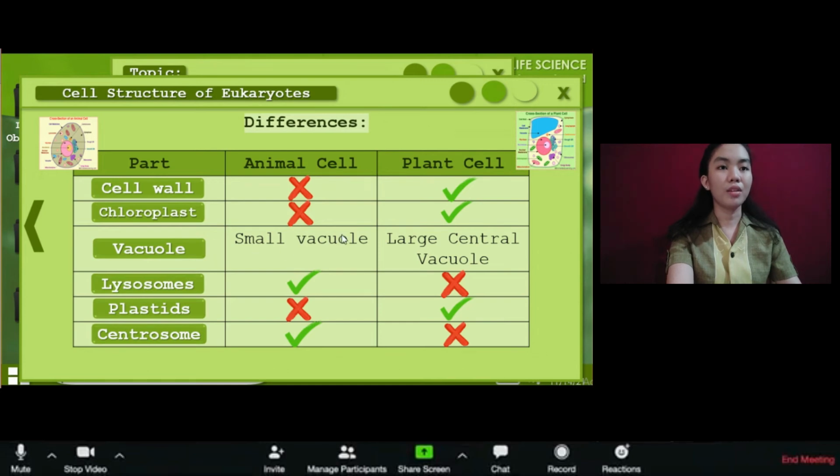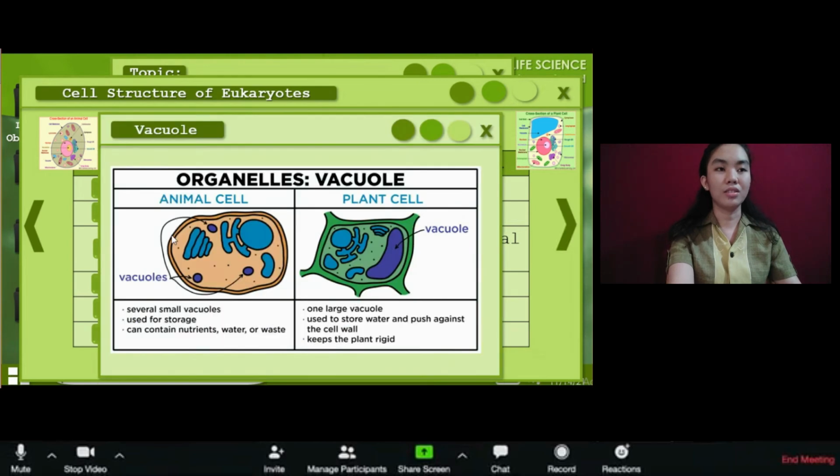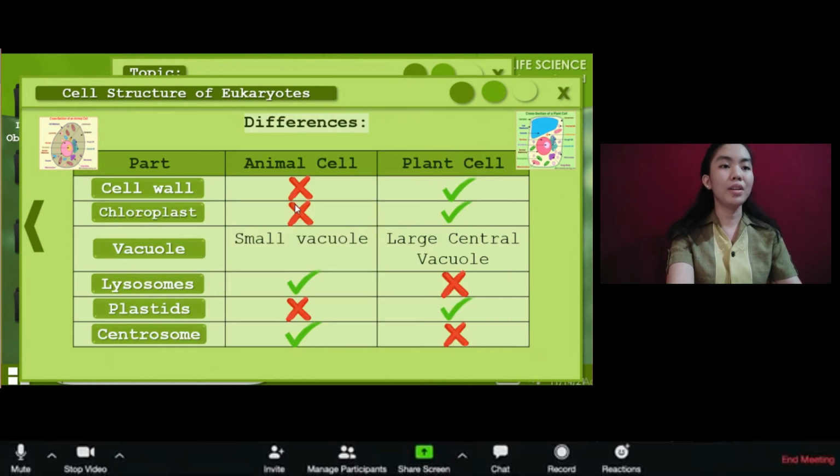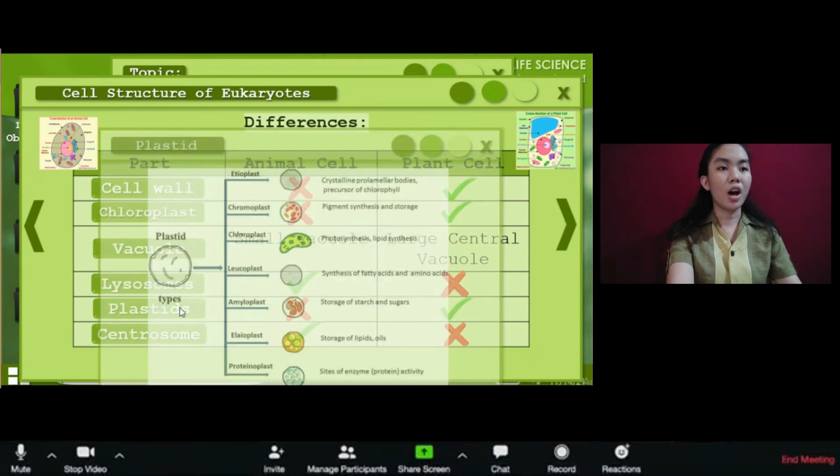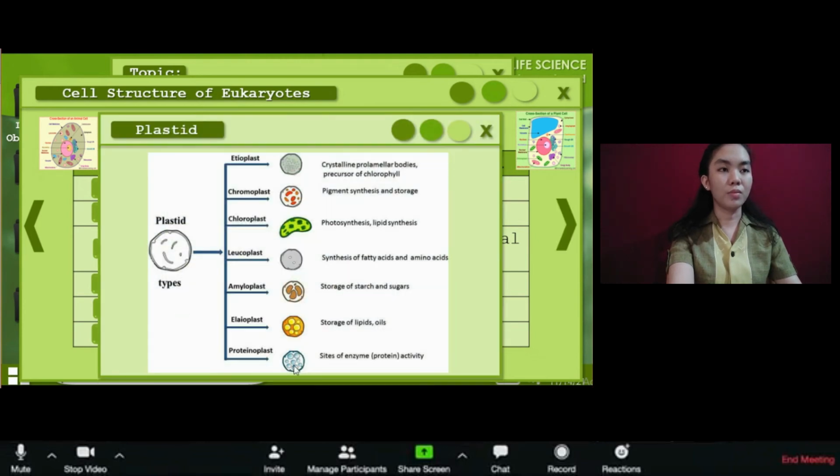Next is the vacuole, which is sa animal class, it is smaller, and in plant cell, it is larger, kagaya ng nakikita nyo sa ating screen. Next is class in animal cell, they have lysosomes, while in plant cells, they do not have. In animal cells class, they do not have plastids, while in plant cells, they have. So, plastids comes in different forms. So, kagaya ng nakikita nyo sa screen with also different specialized functions.